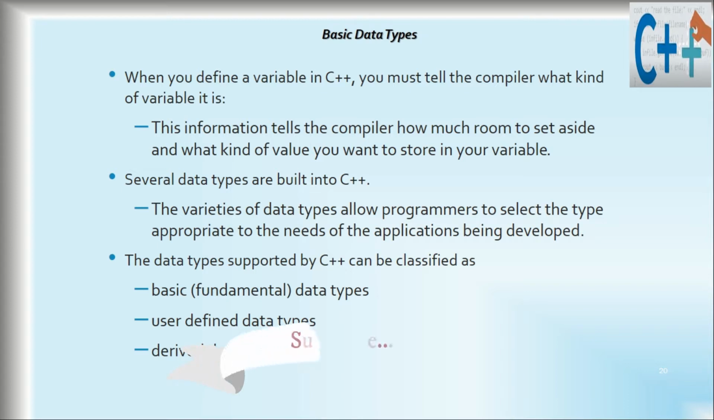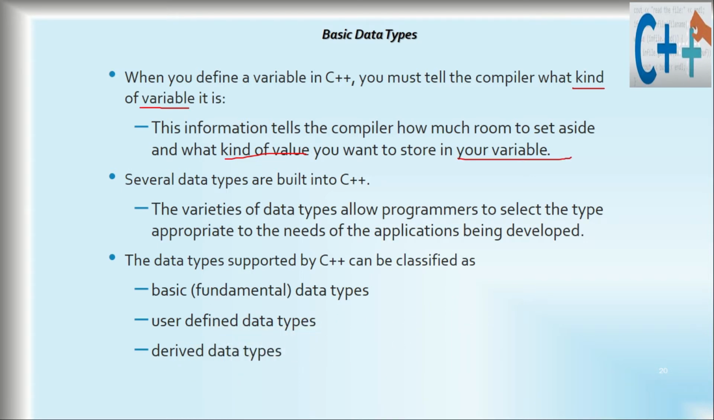When you define a variable in C++ programming, you must tell the compiler what kind of variable it is. This information tells the compiler how much room to set aside and what kind of value is held by this variable. This is the point. Good.